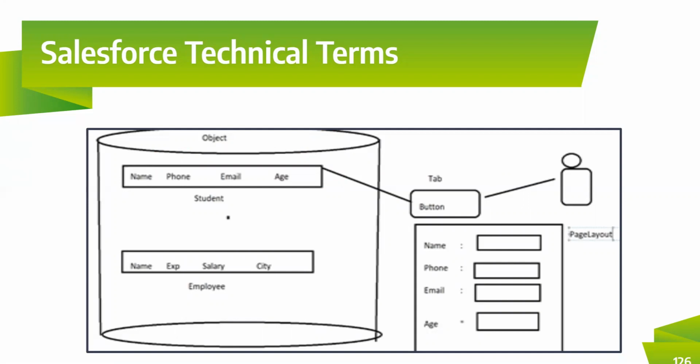Now see here, student is an object, right? It contains a list of columns, which are called fields here, like name, phone number, email, age. Similarly, we have one more object called employee. Employee has a lot of fields here, such as name, experience, salary, city.